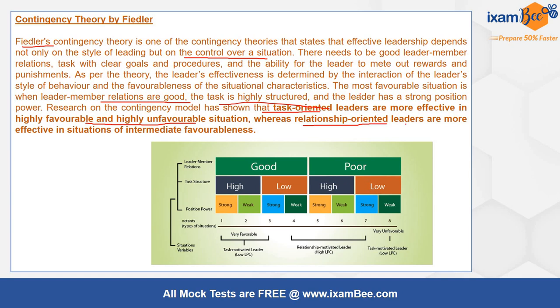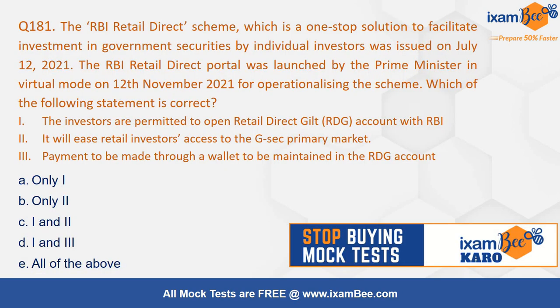Whereas relationship-oriented leaders are more effective in situations of intermediate favorableness. When the situation is favorable, the low LPC task-motivated leader will work better, and when it is unfavorable, then also low LPC will work. High LPC will work in a situation of intermediate favorableness. And LPC stands for least preferred coworker. Least preferred coworker. So the relationship-oriented leader will work in the middle situation.